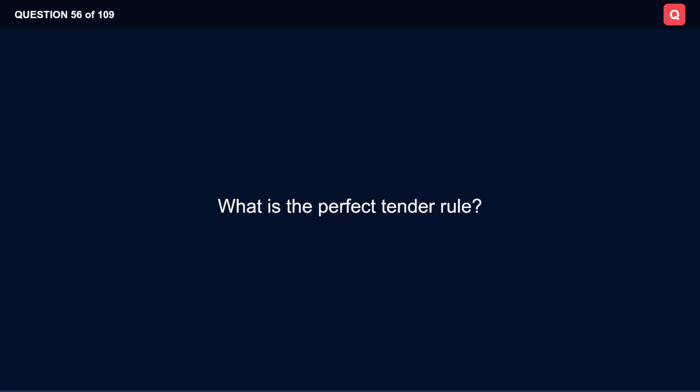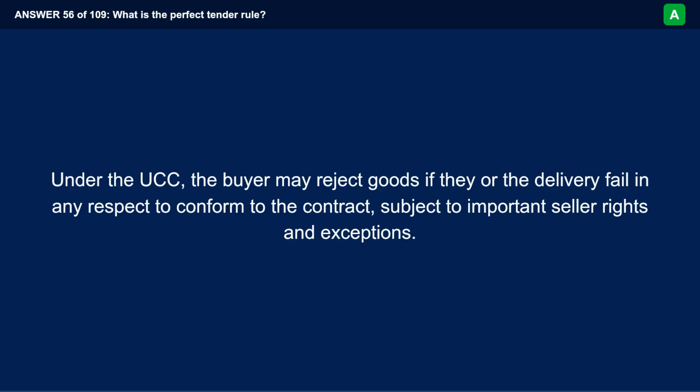What is the perfect tender rule? Under the UCC, the buyer may reject goods if they or the delivery fail in any respect to conform to the contract, subject to important seller rights and exceptions.